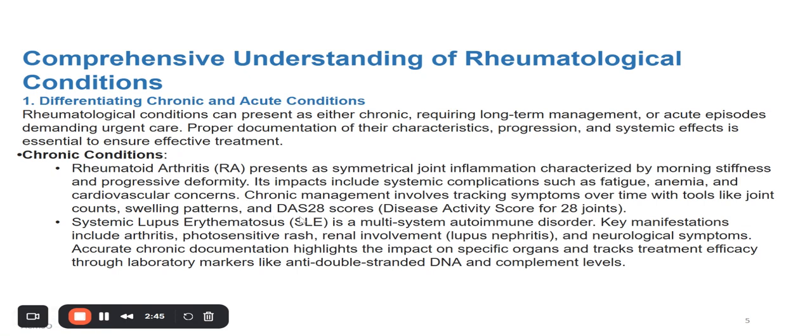SLE, which is short for systemic lupus erythematosus, is a multi-system autoimmune disorder. Key manifestations include arthritis, photosensitive rash, renal or kidney involvement, called lupus nephritis, and neurological symptoms. Accurate chronic documentation highlights the impact on specific organs and tracks treatment efficacy through laboratory markers like anti-double-stranded DNA and complement levels.